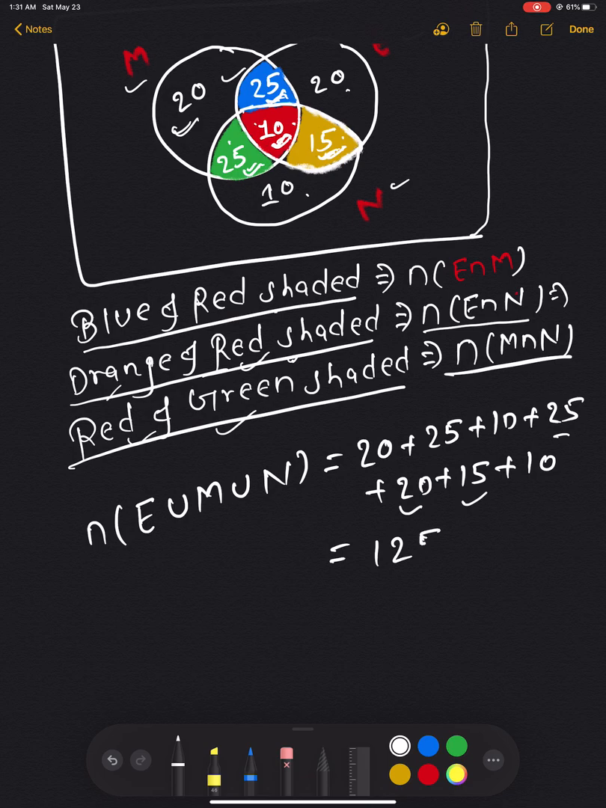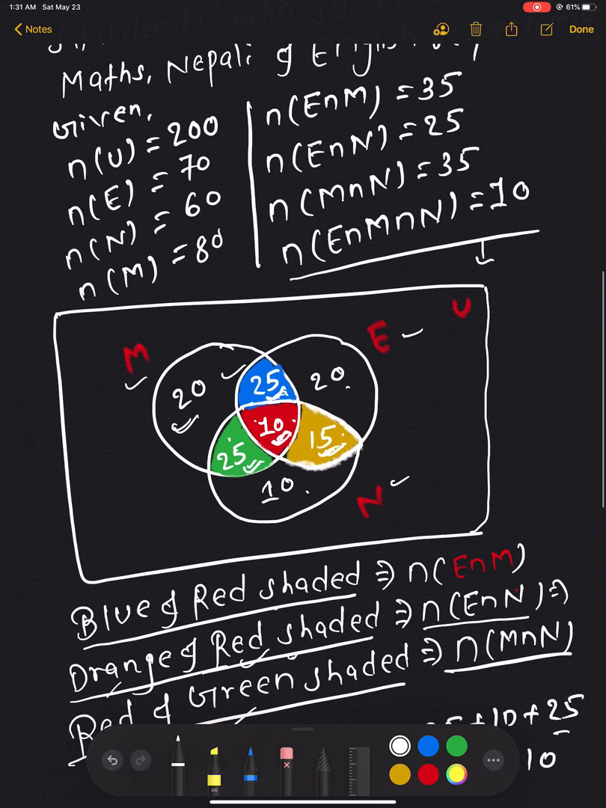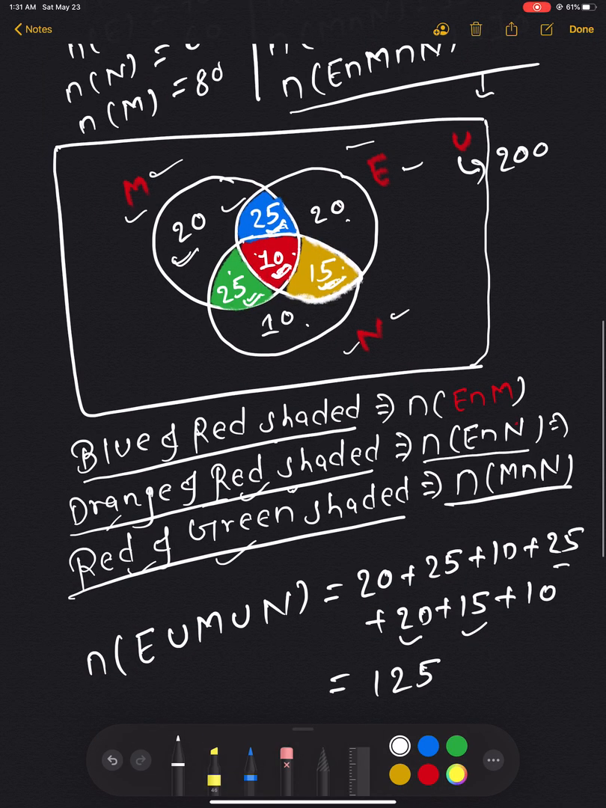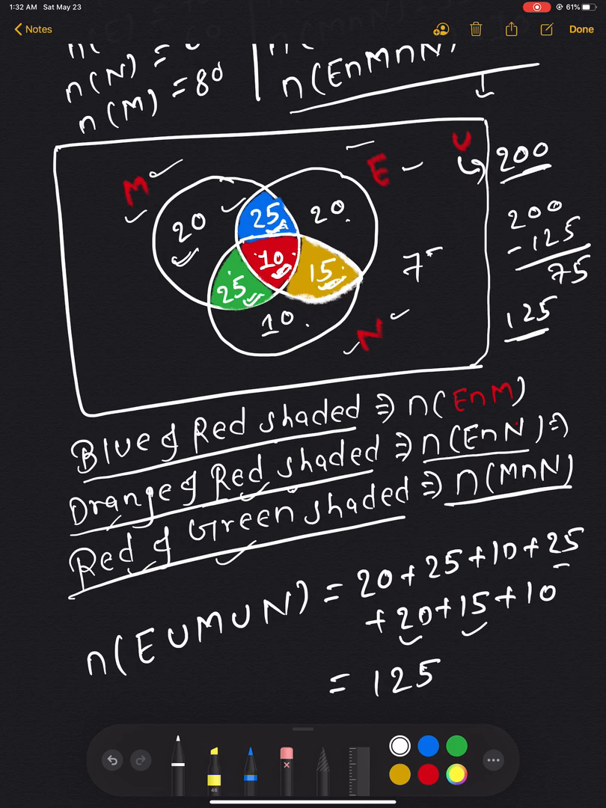That's your 125. And look here, your U is 200, and this union of E, M, N is how much? 125. So how much left outside this set? The total is 200. This sets union is 125. How much outside left? 200 minus 125, 75. So 75 goes outside the set.